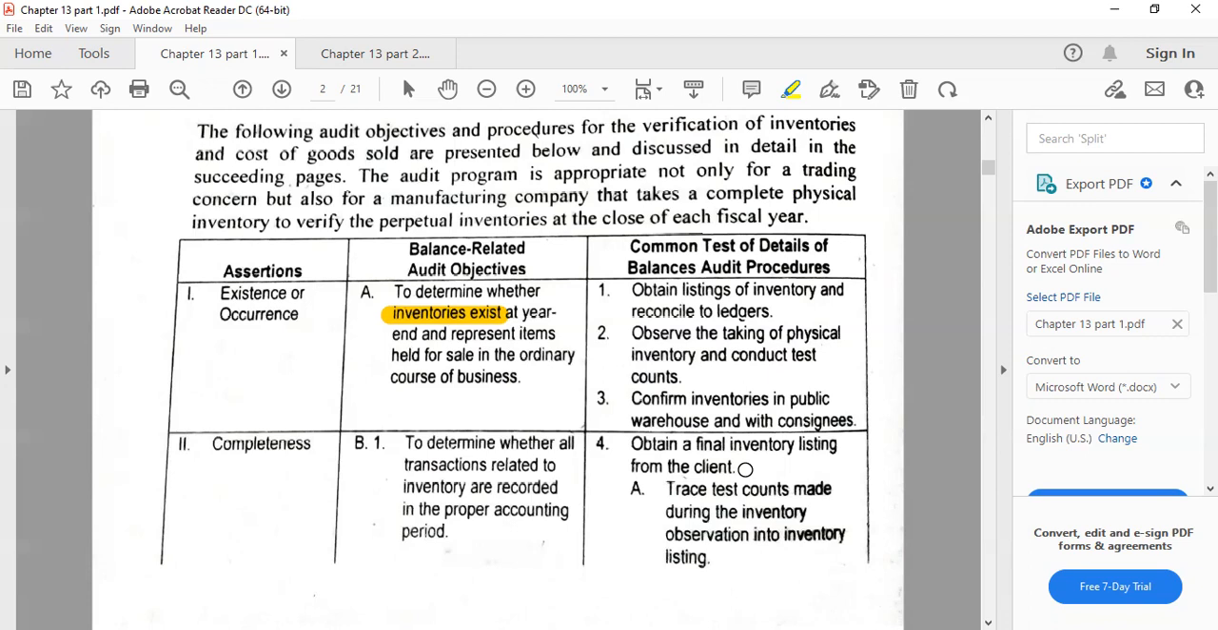And then for some inventories that you did not see in the warehouse, it could be that these inventories are held by someone else. Let's say the warehouse is full, or the inventories were placed in a public warehouse for rent, or they are with consignees. You can also confirm their existence through sending out confirmation letters to these public warehouses and consignees.